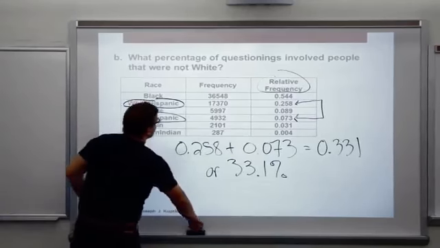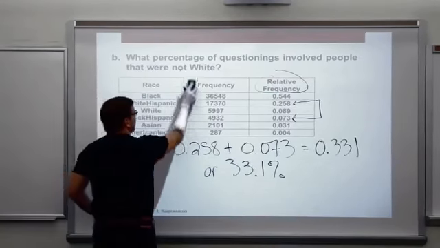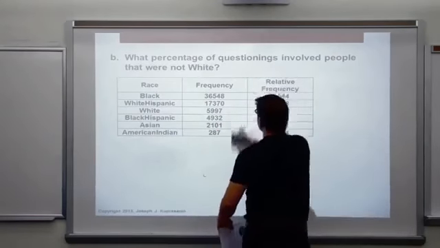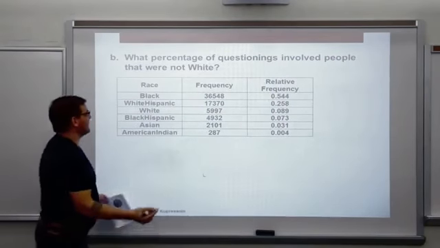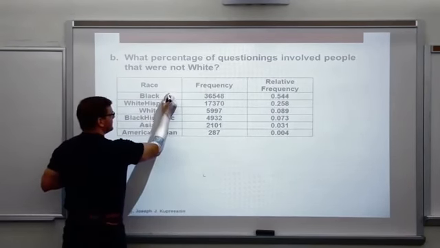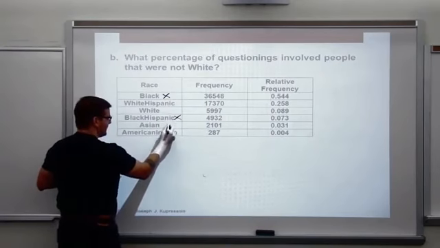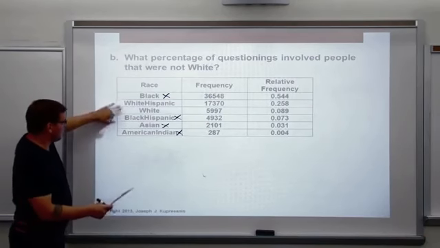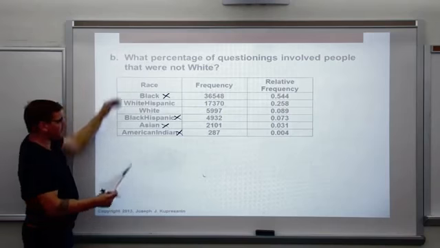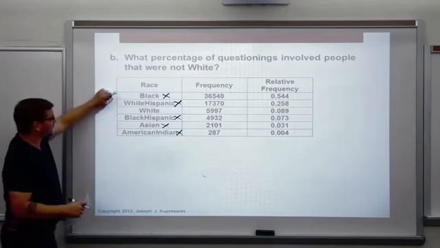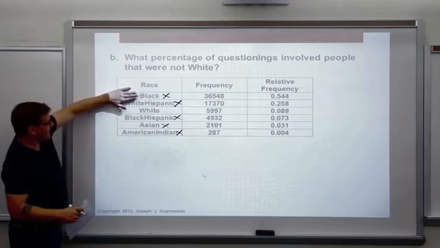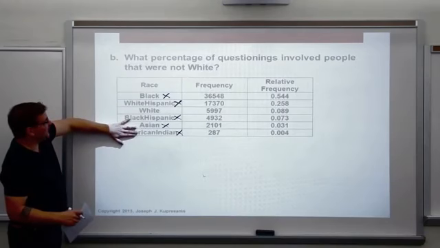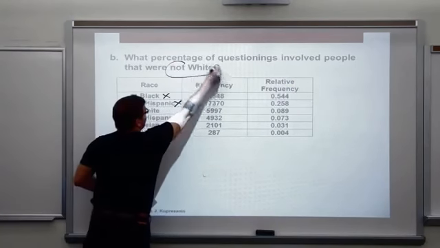All right, another easy question looks like, part B. What percentage of questionings involved people that were not white? Two ways to tackle this. I could add black, Hispanic, Asian, American Indian. All right, and I'm going to call white Hispanic separate from just white the way that I'm reading this question. So actually, I'll put an X there too. To answer B, I can do this the long way. I can add up black, white Hispanic, Asian, American Indian. That will be the answer, because those are all the categories that are not white.